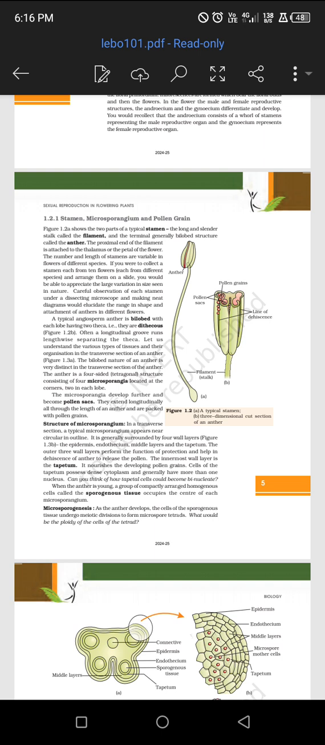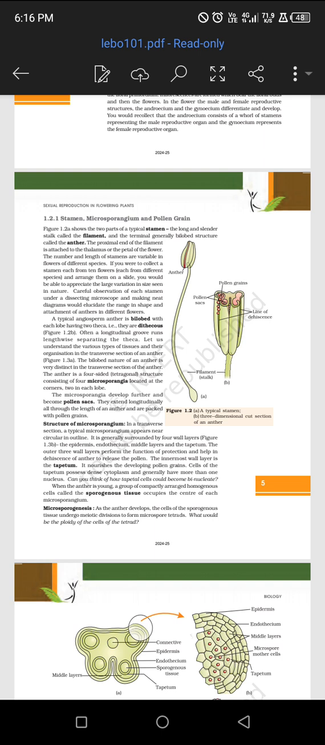Okay, let us understand the various types of tissues and the organization in the transverse section of an anther. In figure 1.3, it's on the next page. We can see that transverse section, and the bilobed nature of an anther is very distinct in the transverse section of an anther. The anther is a four-sided tetragonal structure consisting of four microsporangia located at the corners, two in each lobe. As we know, it is bilobed and dithecous.